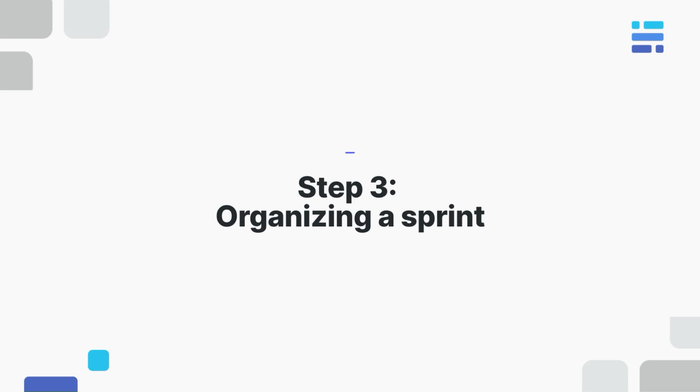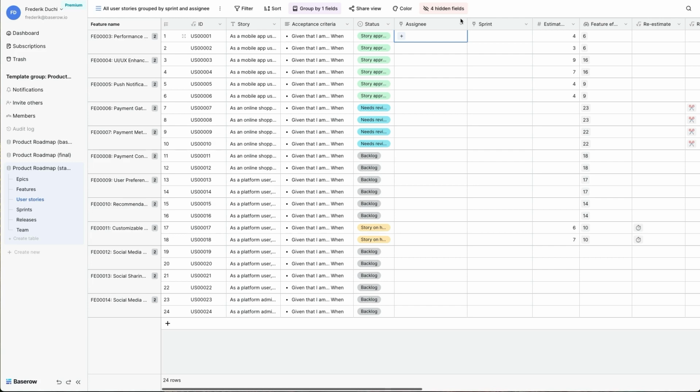A sprint contains a number of user stories where each user story is executed by a single team member. First thing that needs to be done is adding 2 new fields to the user stories table. One field for assigning a team member to the story and one field for assigning the story to a sprint. Let's assign the most appropriate team member to a story, and let's assign all the approved stories to the first scheduled sprint.